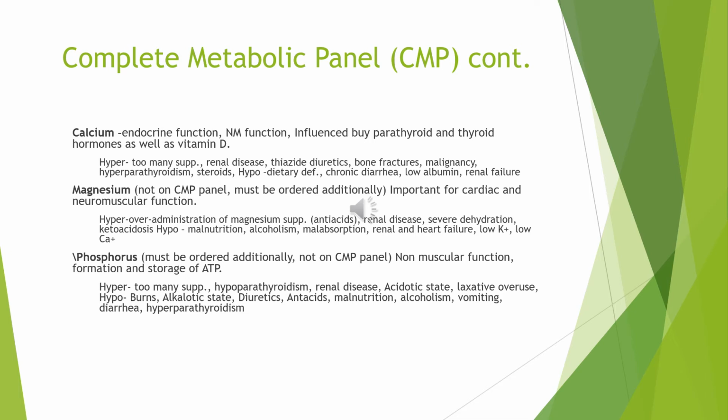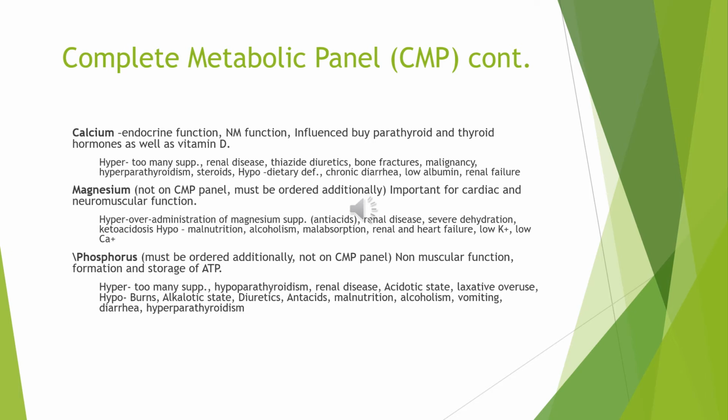Elevated magnesium can be caused by over-administration of magnesium supplements such as antacids, in renal disease, severe dehydration, and ketoacidosis. Low levels of magnesium are seen in malnutrition, alcoholism, malabsorption, renal and heart failure, and then if you've got a low potassium and/or a low calcium.